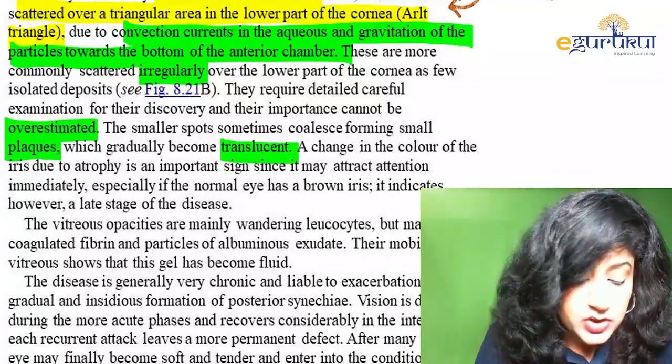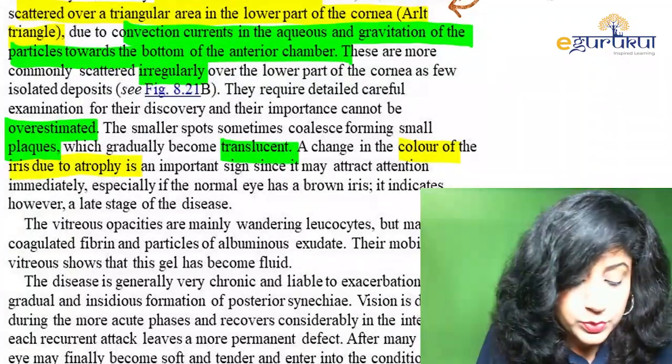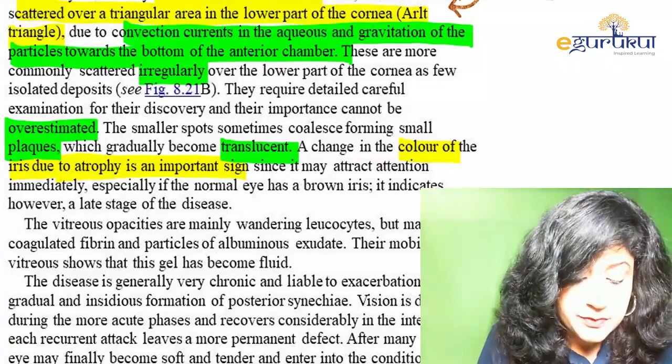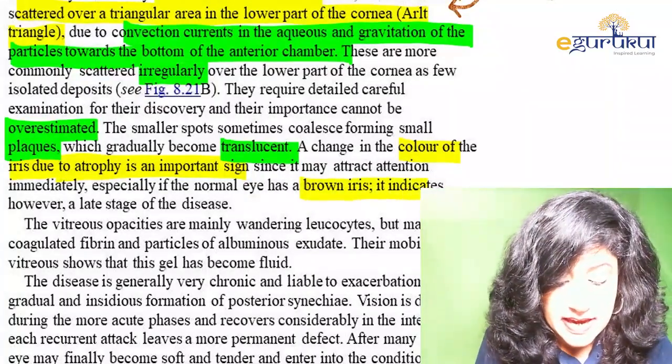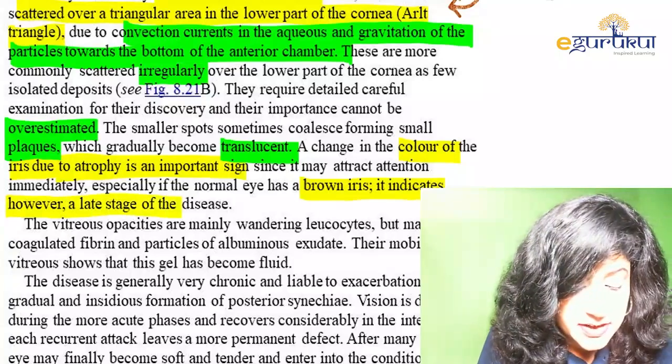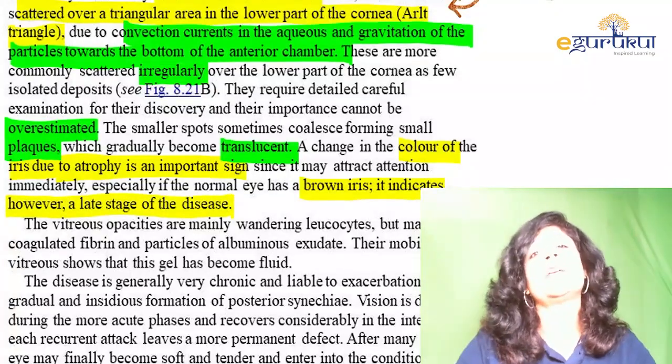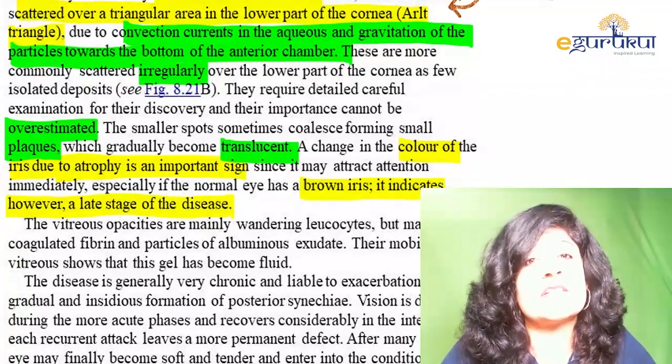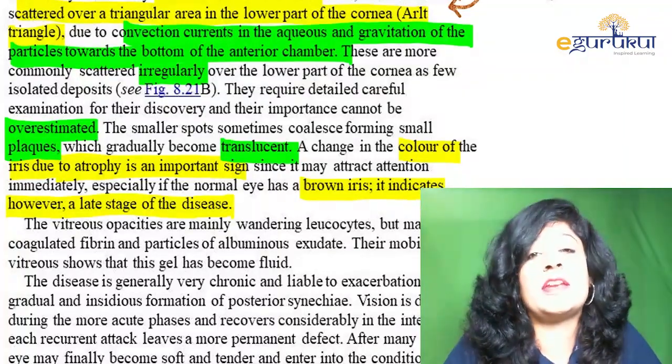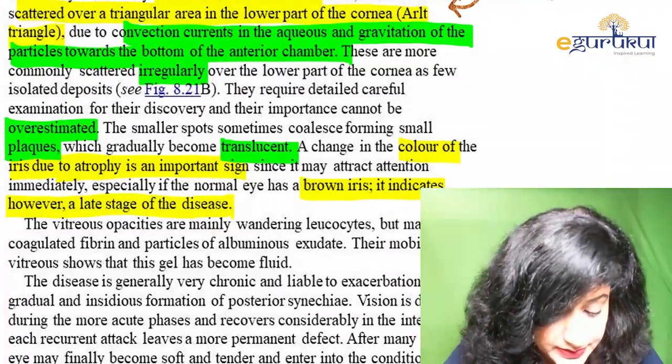Then we can have a change in the color of the iris. That is important due to the atrophy. Especially if the normal eye has a brown iris, it indicates a late stage of the disease. So change in the color of the iris, especially in the chronic cases, is again an important sign that you are getting for the chronic iridocyclitis.